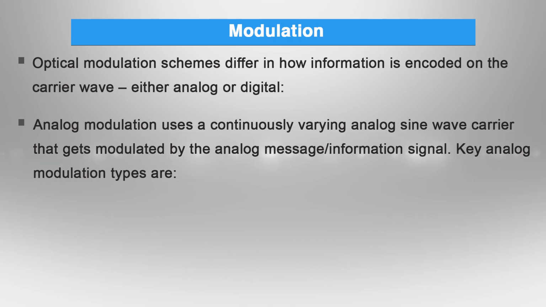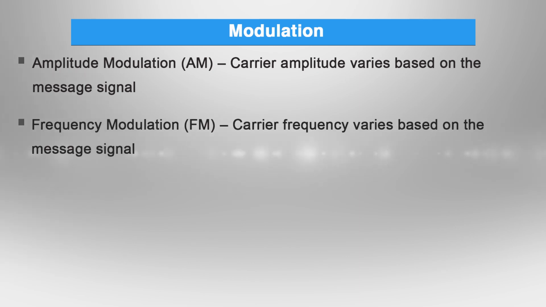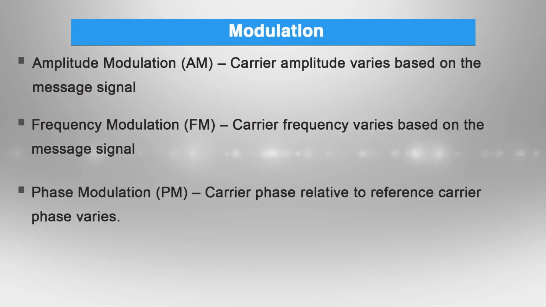The key analog modulation types are: first is amplitude modulation, where carrier amplitude varies based on the message signal. Second is frequency modulation, where carrier frequency varies based on the message signal. Third is phase modulation, where carrier phase relative to a reference carrier phase varies. Additionally, we have pulse amplitude modulation, which uses a pulse train carrier with discrete amplitude levels based on the message signal.